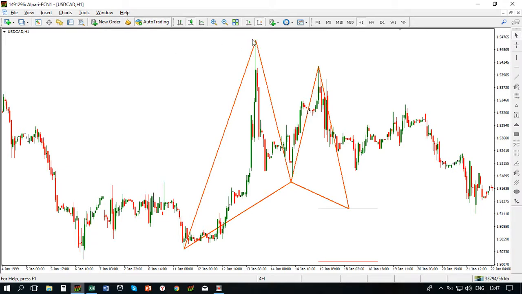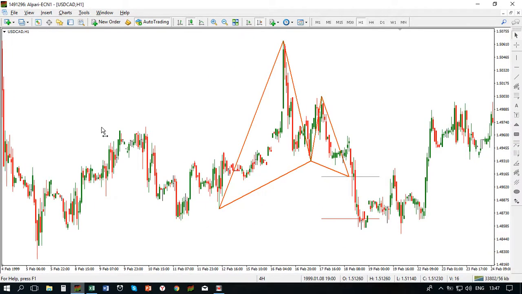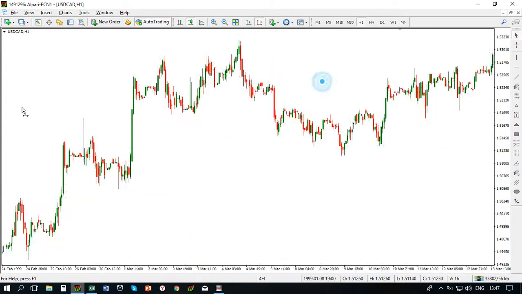We don't know if this Gartley's previous movement is larger. Maybe it was an uptrend, yes? We don't know if it was a downtrend. So this Gartley should be skipped. Let's go next. This is a continuation Gartley, you can see that.